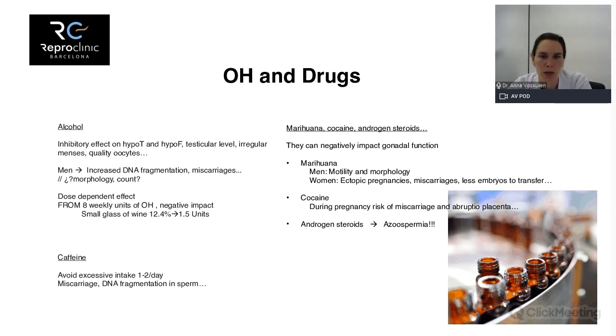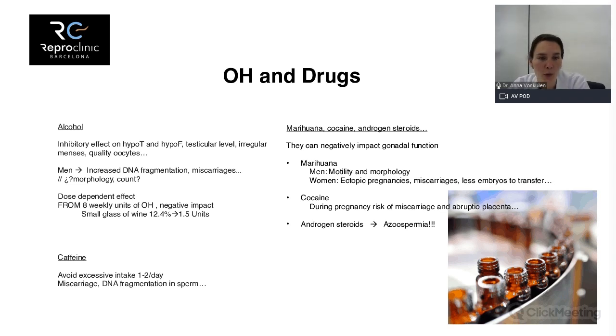And cocaine also, what we have seen is that during pregnancy it could be a big problem, okay? It could give miscarriage and abruptio placenta, so very important problems with the placenta and the need to do an urgent C-section, okay? So it's something that we need to avoid, all these drugs.